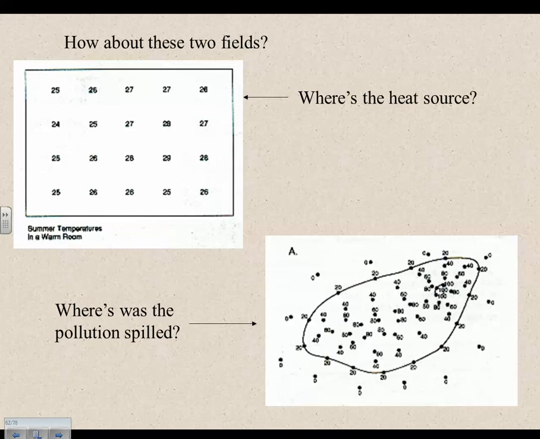These numbers represent pollution in parts per billion, ppb. And you can see that if you were asked where the spill of pollution most likely happened, you'd probably say somewhere in this area. So there is a use for these types of maps.